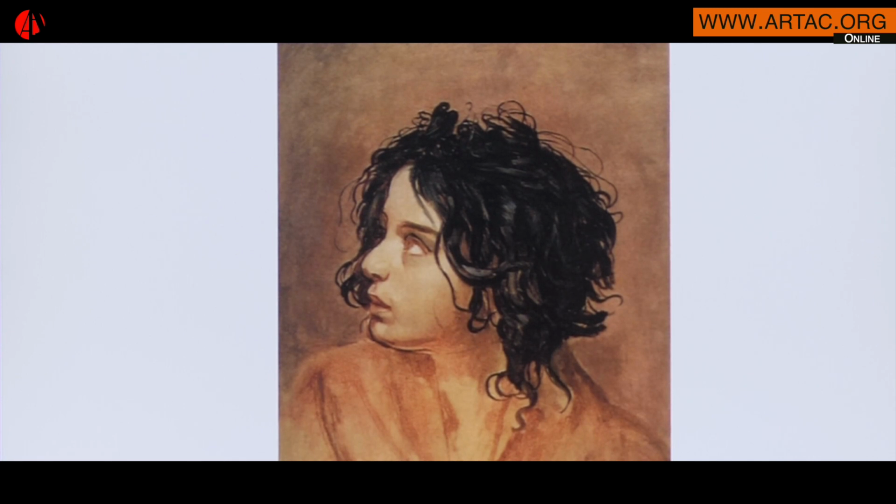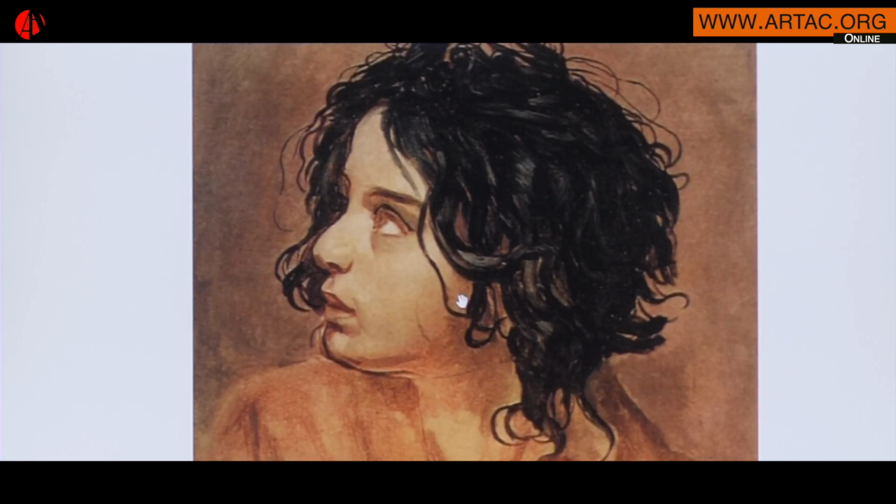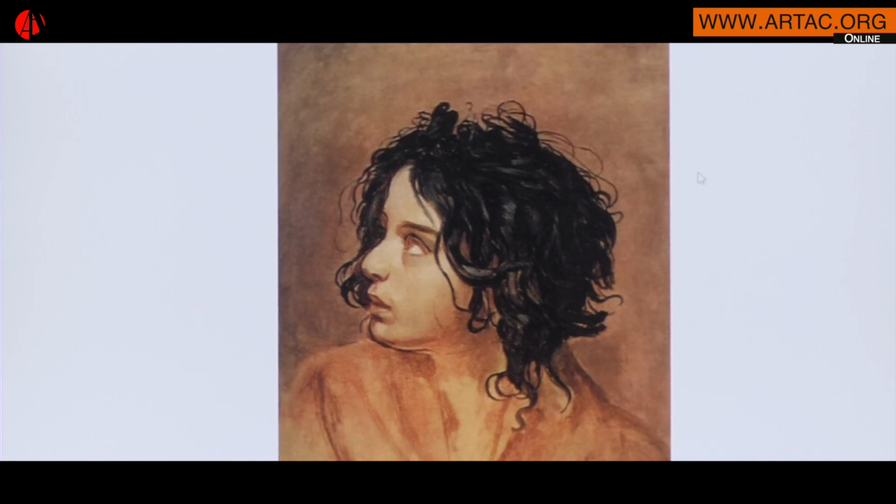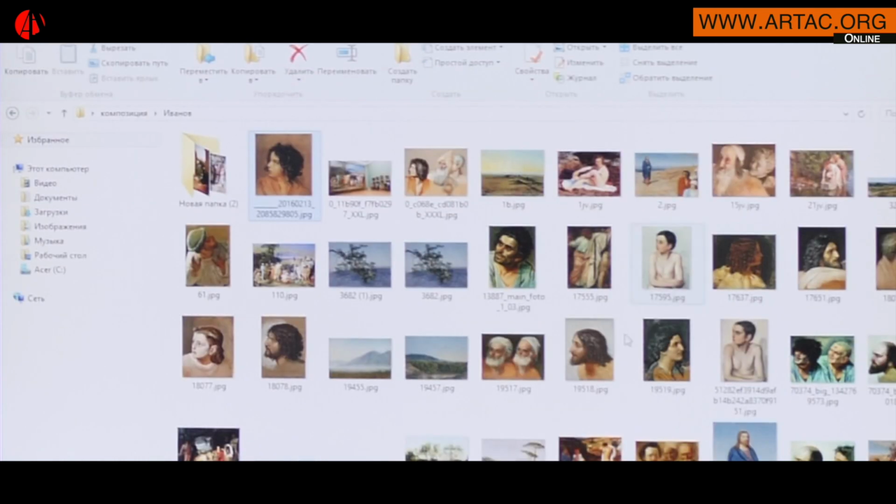So here is the portrait of the young man, and he pays lots of attention to the detail. We can see how nicely he worked on the hair.